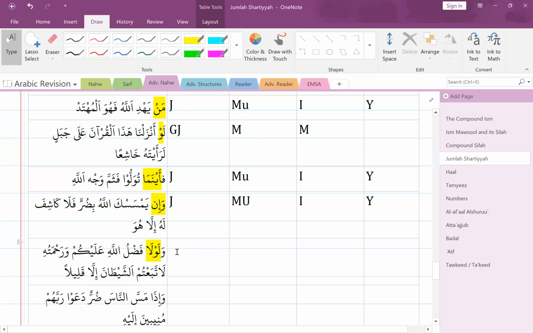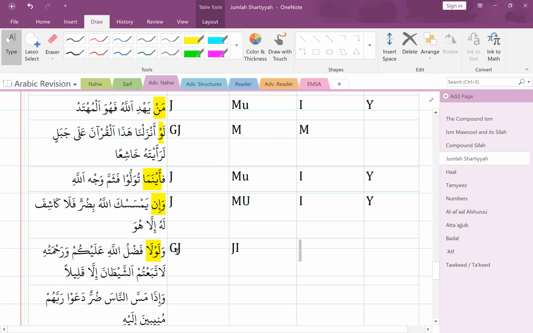Okay, so لولا, is it جازمة or غير جازمة? غير جازمة. And of course, in this case, we have a جملة اسمية. So let's put جملة اسمية there, like a negation because of the لا.